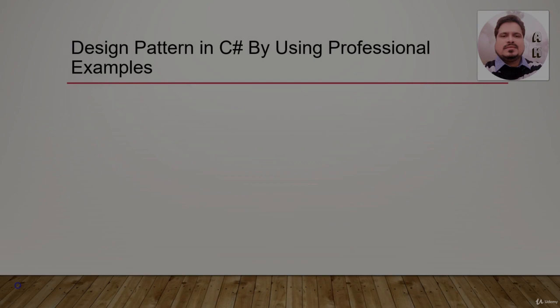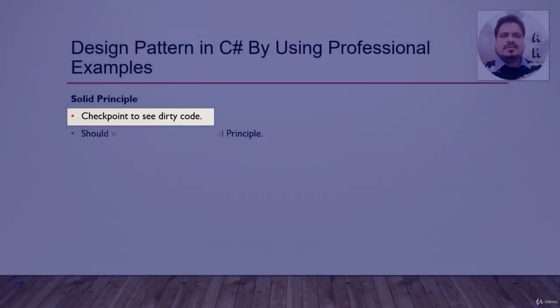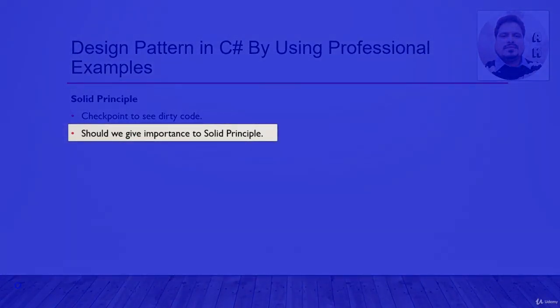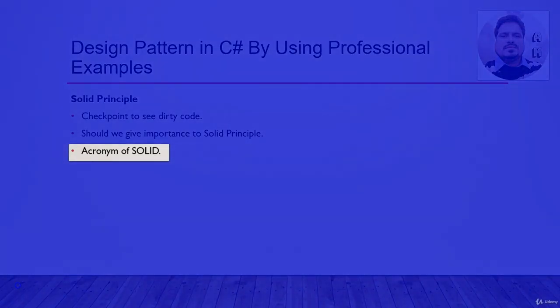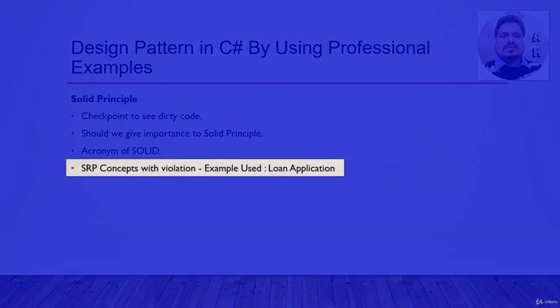Friends, at the end we will touch the SOLID principles, and in the SOLID principles we will first check the checkpoints to see dirty code. Then we will check whether we should give importance to the SOLID principles. Then we will continue with the acronym of SOLID. Then SRP, the single responsibility principle, concept with violation.